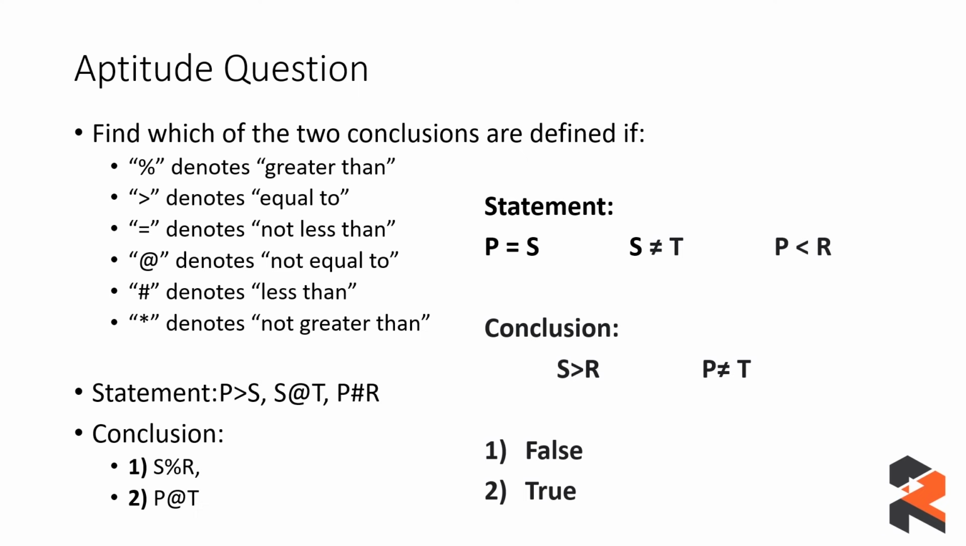Let's look at the first one, that is S greater than R, and why is it false? If you look at the conditions here, you see that P is equal to S, and the third statement says P is less than R, but we know that S is equal to P, which means that S is also less than R, but the conclusion says that S is greater than R, which is contradictory and hence is false. So the first conclusion is false and the second one is true.